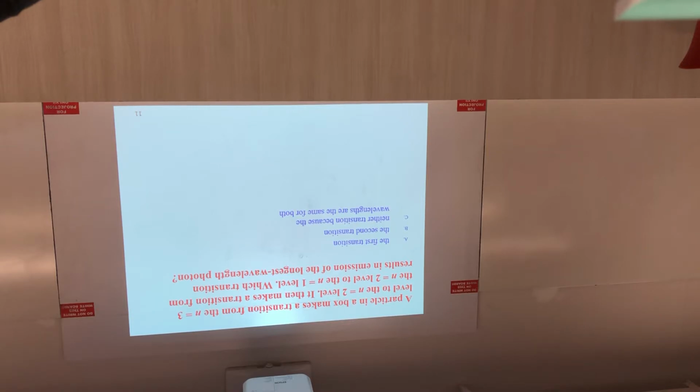So, particle in a box, yeah? It makes a transition from n equals 3 to 2. It then has a transition from 2 to 1. Each transition results in emission of a photon. Which gives the longest wavelength? So 3 to 2 and then 2 to 1. We compare two transitions, and ask which one gives you the longest wavelength.